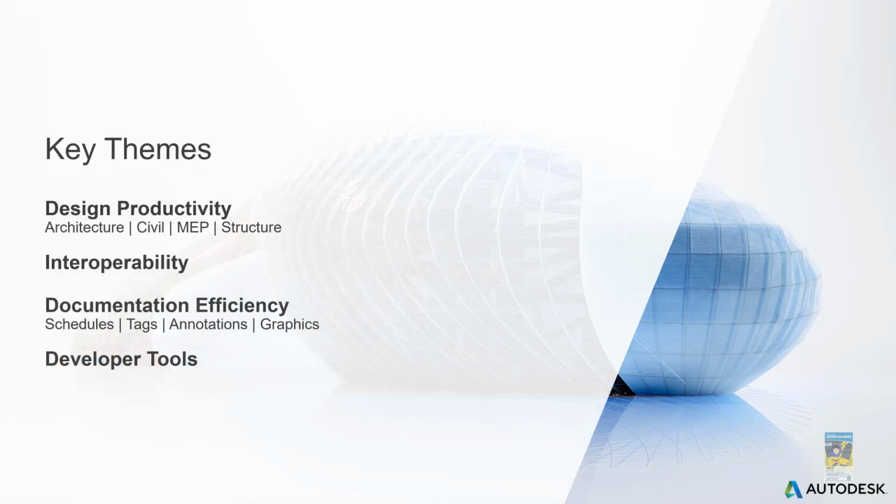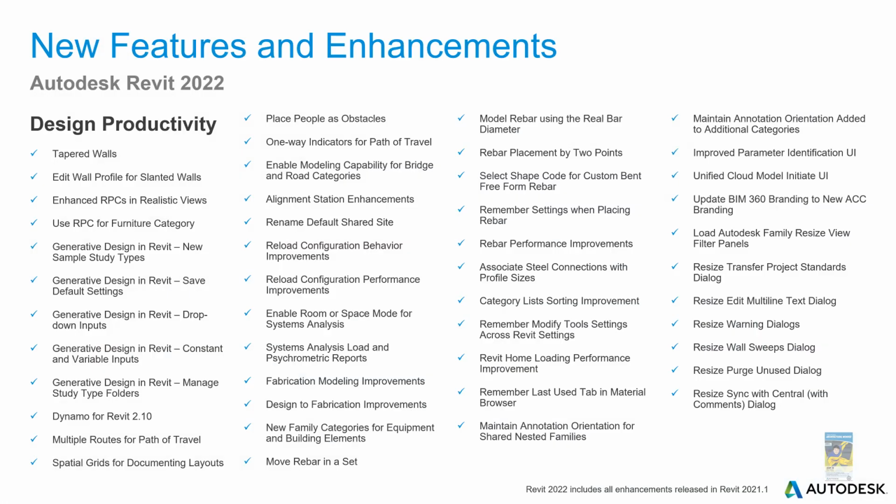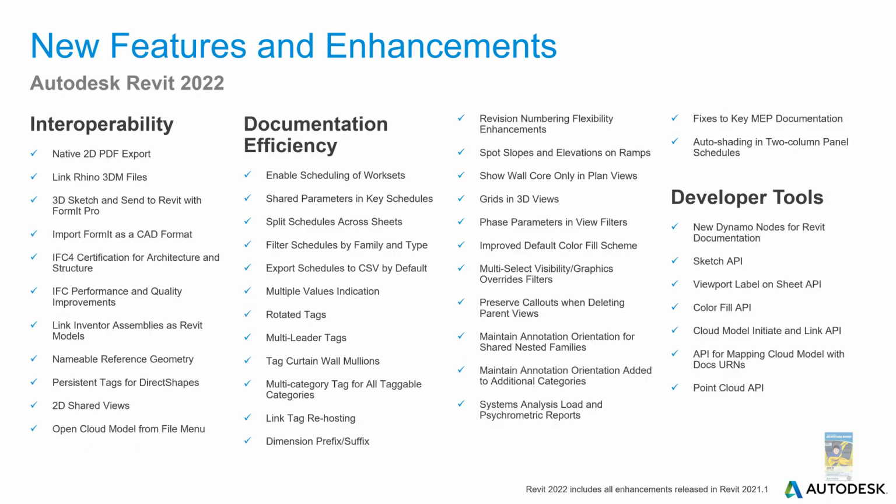The way the PowerPoint presentation is set up, all the features are categorized into design productivity, interoperability, documentation efficiency, and developer tools. This is the first page of the list of updates and features. There's a lot, and that's just under design productivity. Then under interoperability, you have this list, under documentation efficiency and then developer tools as well. So as you can see, there's a long list. We're going to jump straight into the presentation.